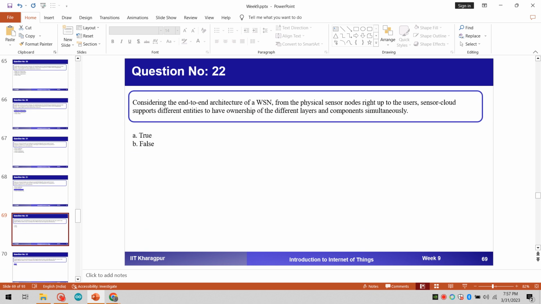Next question is, considering the end-to-end architecture of WSN from the physical sensor nodes right up to the user, sensor clouds support different entities to have ownership of the different layers and components simultaneously. Options are true and false. Anyone? True, ma'am. Right, this statement is true.